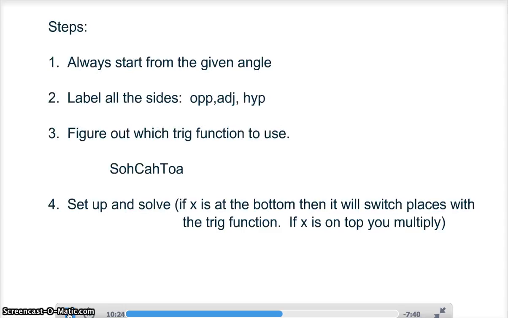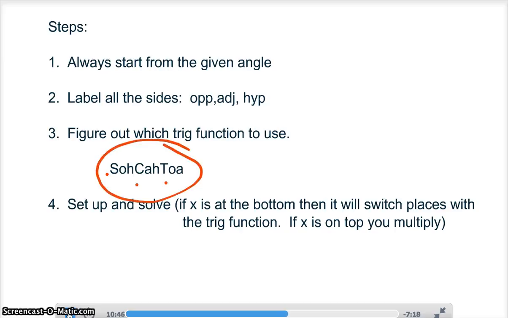We're going to the how to find a missing side. I have steps, so I'm going to type them up. After I type them, press pause so you can write them down first. Alright, so the steps. First off, you always start from the given angle. You label all your sides, your opposite, adjacent, and hypotenuse. You figure out which trig function you need to use for SOHCAHTOA. The S is sine, C is cosine, and the T is tangent.